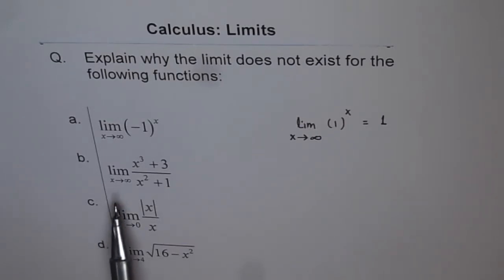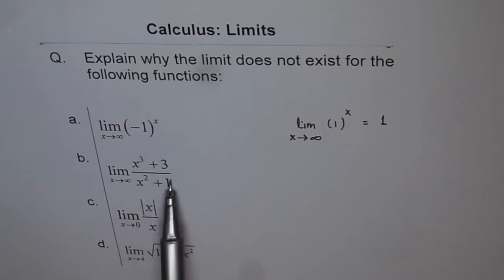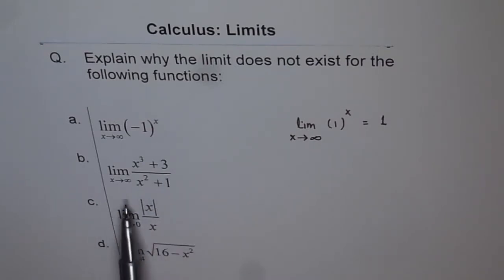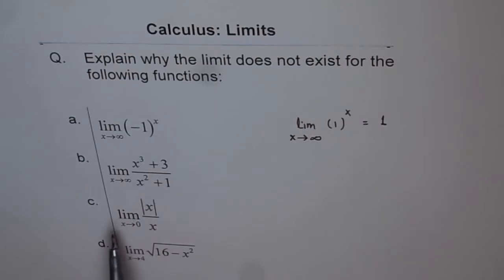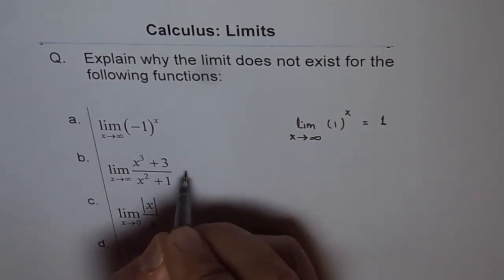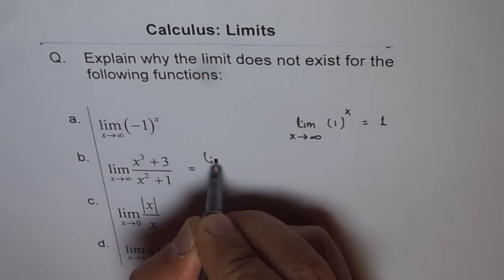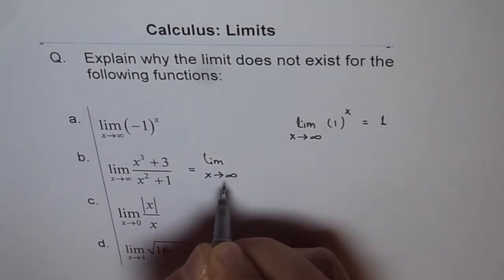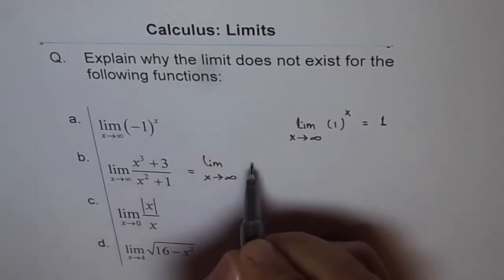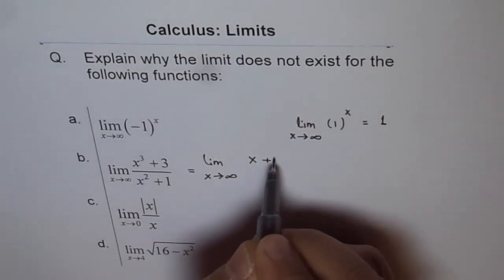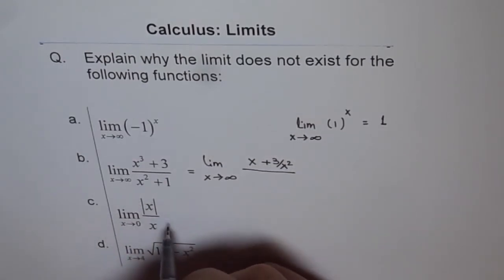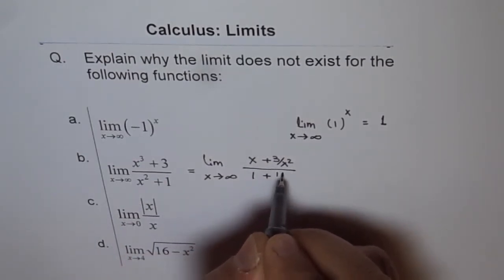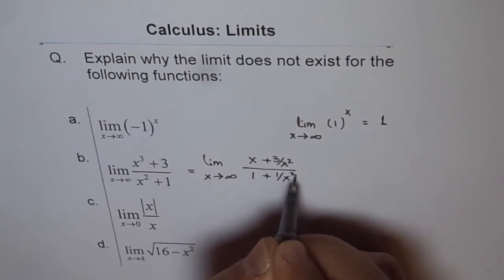Part B is limit of x cubed plus 3 divided by x squared plus 1. It does not exist. The reason is that if I divide both numerator and denominator by x squared, then what do I get? Let me show you. I get limit x approaches infinity, and if I divide by x squared, I get x here plus 3 over x squared, divided by x squared divided by x squared is 1, plus 1 over x squared, correct?